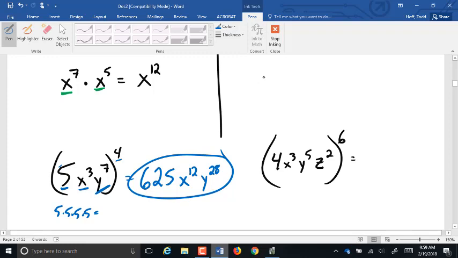So then here, 4x to the 3rd, y to the 5th, z squared, all to the power of 6. So we start out 4 to the power of 6. What'd you get? 4,096. Good. X to the 3rd to the power of 6. X to the 18th. Good. Y to the 5th to the power of 6. Y to the 30. And z squared to the power of 6. Z to the 12th. Very good.